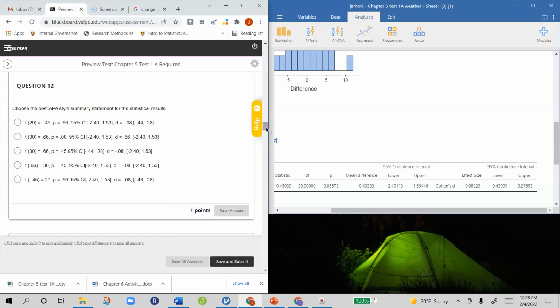Now, in order to choose the best APA-style summary of the results, we need to look at several things. The first thing is the degrees of freedom. Our degrees of freedom are 29, and that is the number in parentheses. For this one, the obvious answer is the first one, but let's walk through where all the numbers come from. The t value itself is negative 0.45, which we get from right here. The p is 0.66, which I get from right here. The 95% confidence interval around the mean difference, you get here. The effect size d, right here. And then the 95% confidence interval around the effect size comes from over here.